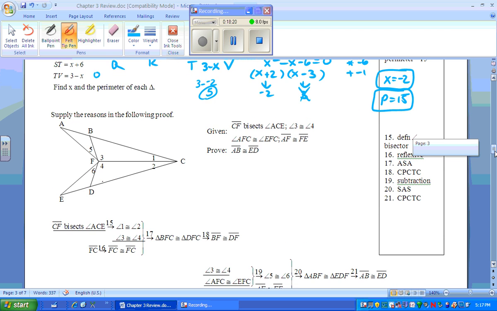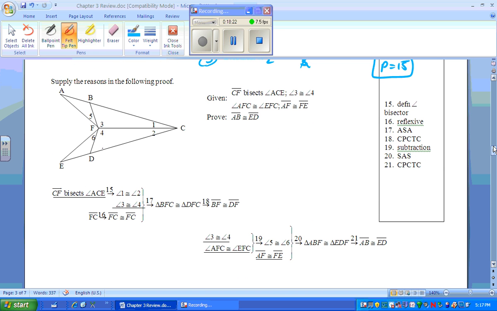And finally, to finish this up, we have a proof that we do our reasonings for. You look at 15. What do you notice? The word bisector. So it's angle bisector. Definition of. 16, you see the same thing written twice. FC is congruent to FC, so this is reflexive.